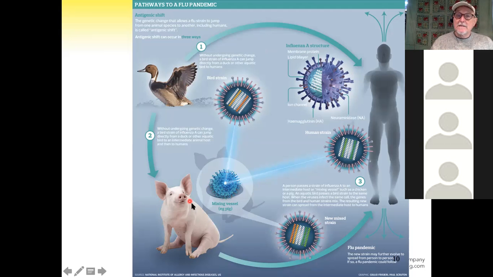So we can have virus from birds. Birds can give it to pigs. Humans can give it to pigs, and pigs can give humans a mixture of the two. And this results in what we refer to as antigenic shift. It is a major change in the genome, which allows a new virus to infect human beings from an animal source.